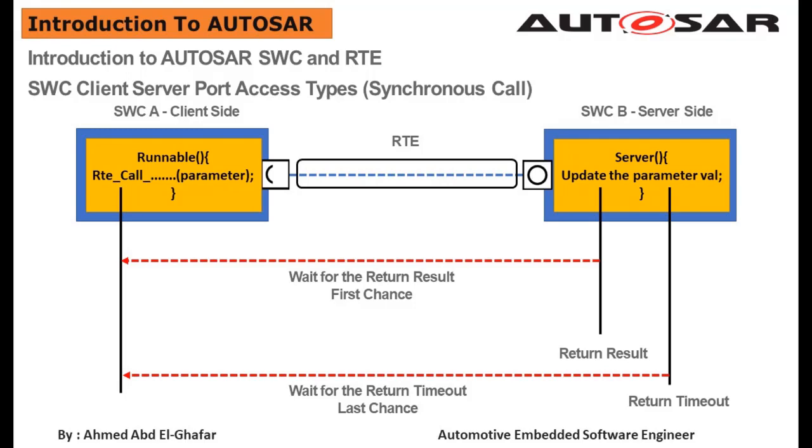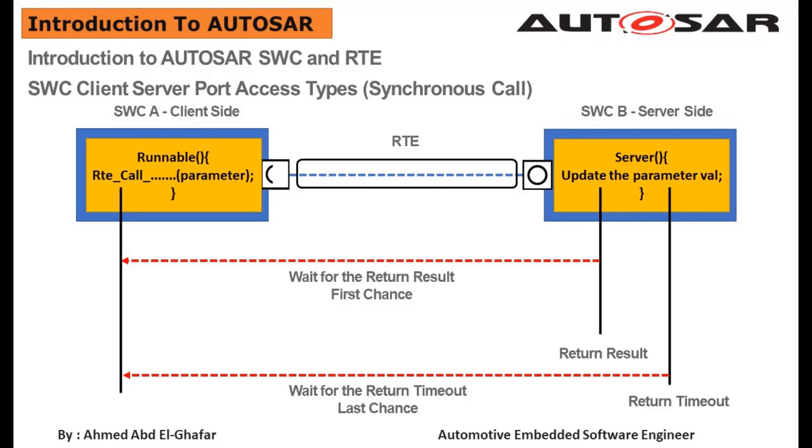In our case, suppose that we have two software components, software component A and software component B, and we need a client-server interface here. Then we create the client port at software component A, and we create a server port at software component B. From the side of software component A, which is the client port, we need to give access to this port to a particular runnable. To give access means the client port will be called when this runnable is invoked.